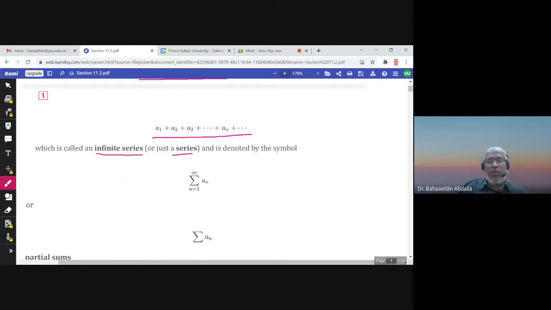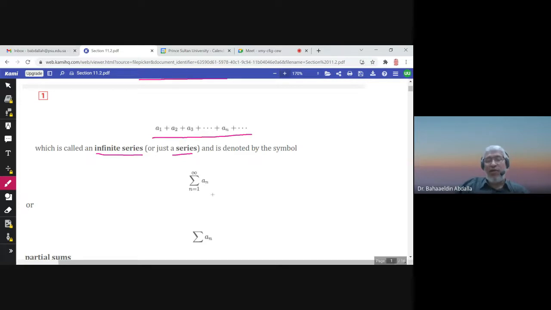Now, the question, how to find this sum? Is it possible that this sum converges to a number? In fact, the series could be convergent and it could be divergent. It would be convergent if this infinite sum equals a number. It would be divergent if the infinite sum goes to infinity, increases without bound.